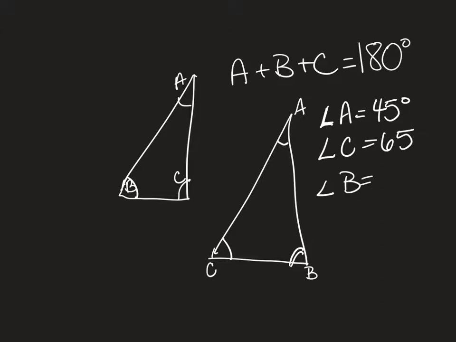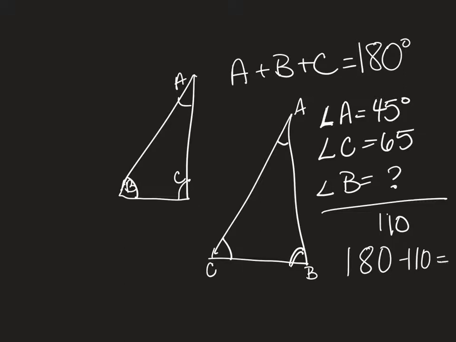How am I going to find out what angle B is? I'm going to add 45 plus 65, which equals 110. Now, I'm going to take the maximum, which is 180, and subtract 110. That gives me 70, and that's the measurement of angle B. Does that make sense, guys? You understand how to do that now?